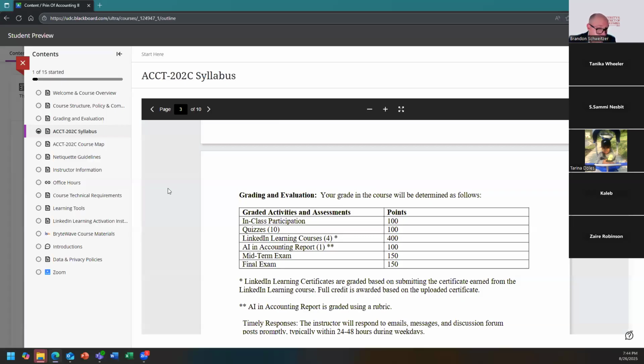That's worth 100 points, or 10% of your grade. Then there's also a midterm exam and a final exam. The midterm exam is worth 15% of your overall grade, or 150 points, and the final exam is also worth 150 points, or 15% of your grade. So that is how you'll be assessed in this course.